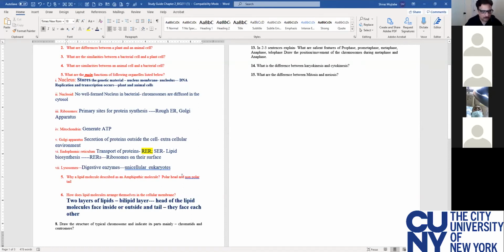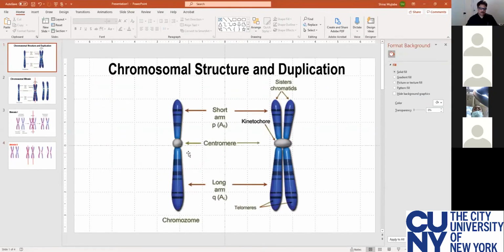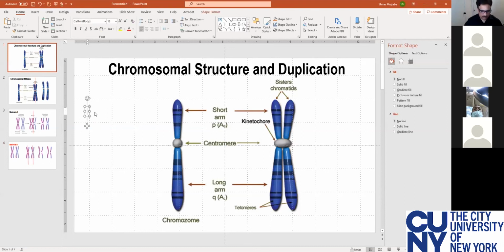Draw the structure of a typical chromosome. So remember one thing, I always tell my class that we learn that a human cell has 46 chromosomes, right? But actually it is 23 pairs. So how does 46 happen? Because 23 comes from father and 23 comes from mother, and they fertilize so that we have 46 chromosomes.